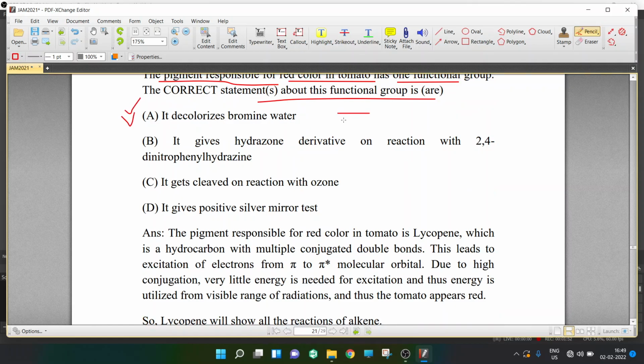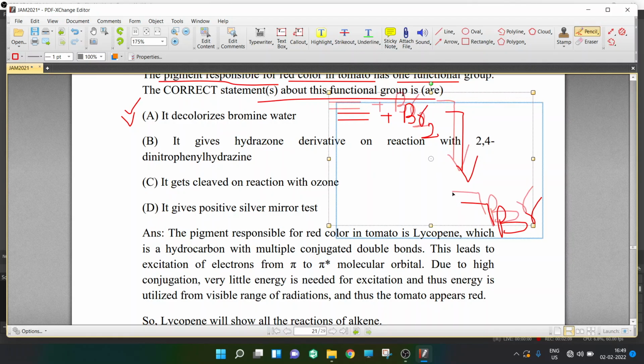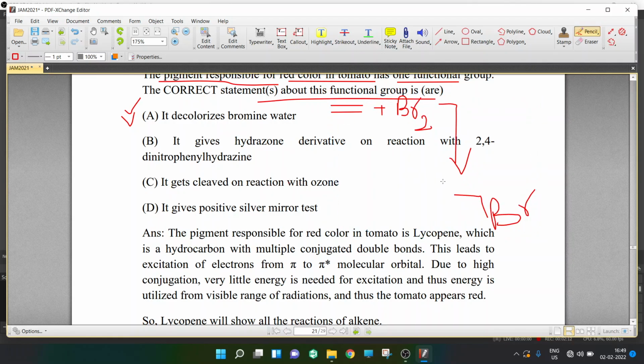So you know, when you have alkene and you add bromine to it, what is the color of bromine? Bromine is brown in color. But once you add it, what happens? Bromine gets added to the double bond. Now since Br2 molecule gets lost, Br2 is not there, what you are having is bromine gets attached. Now since Br2 gets consumed, the brown color disappears, so it decolorizes bromine water.